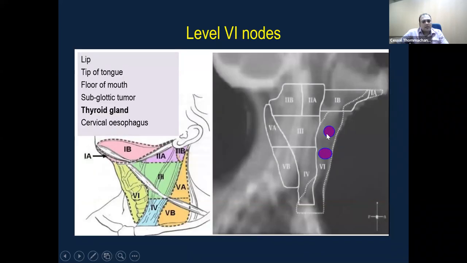Then this is mainly from the lip. Suppose you have any tumor here, with multiple nodes and extracapsular spread, then you can extend into 6A. That is tumors of the tip of tongue, floor of mouth, subglottic tumors, thyroid gland, or cervical esophagus. These are the sites from which the nodes drain into 6A.